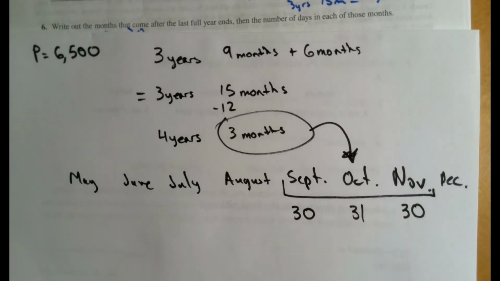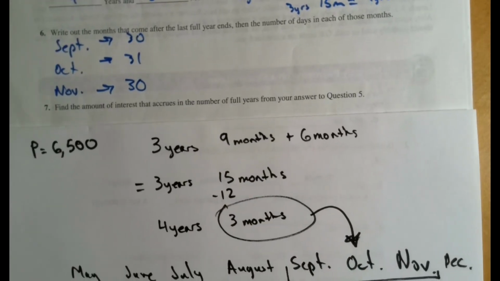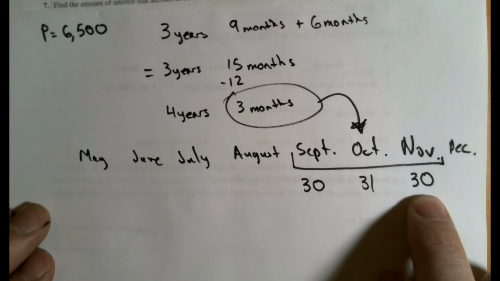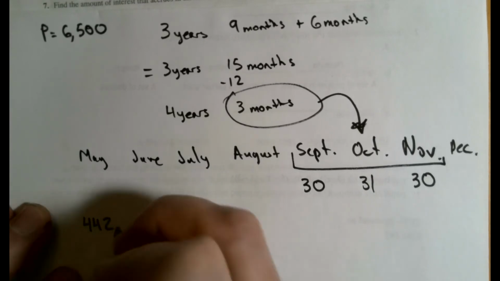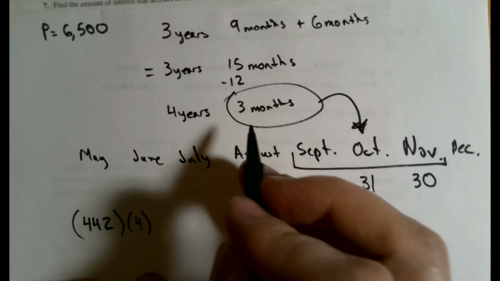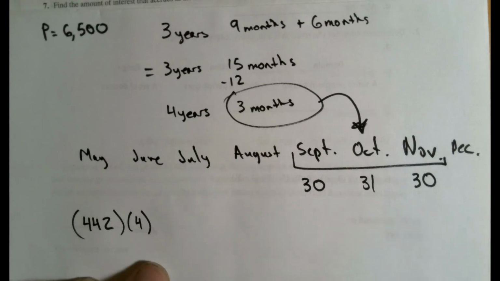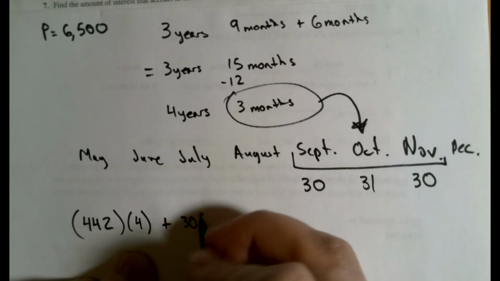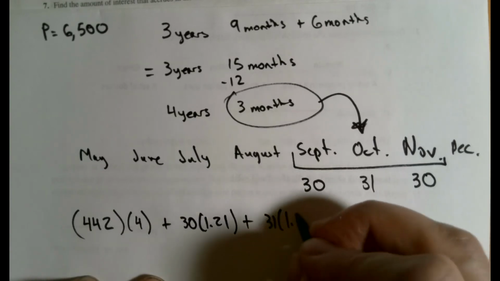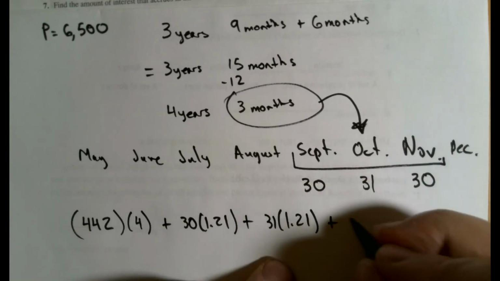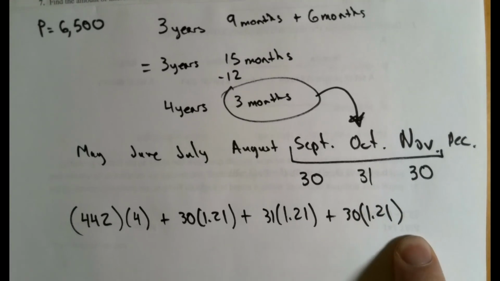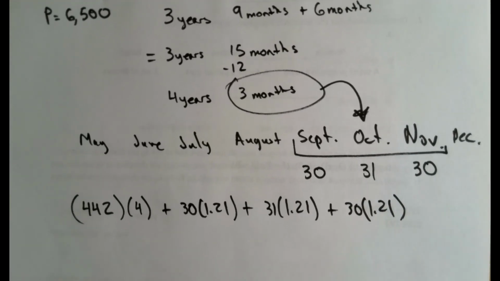So we can now calculate the total amount of interest that accrues in the 4 full years and the 3 extra months. Recall from the previous page, it was $442 per year in interest. So we have 4 of those. And then it was $1.21 per day for each day. So we're going to add to this 30 times 1.21 for the interest accrued in September, plus 31 times 1.21, that's the interest in October, plus 30 times another 1.21, that's the interest in November. And this sum is the total interest that accrues before we make our first payment.